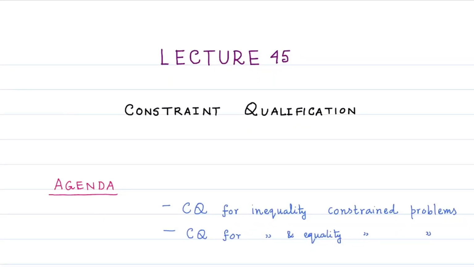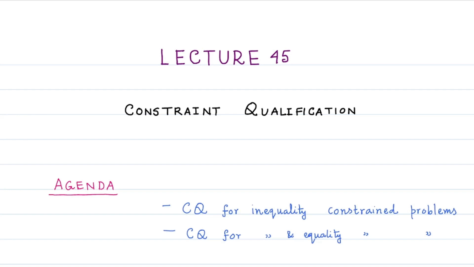In this lecture, we will talk about a few constraint qualification conditions for constraint optimization problems. In the discussion, we shall consider two kinds of constraint optimization problems. The first kind, where the constraint set is given by some inequality constraints, and the second kind, where the constraint set is given by both equality and inequality constraints.